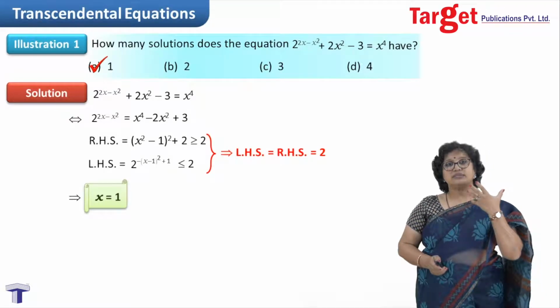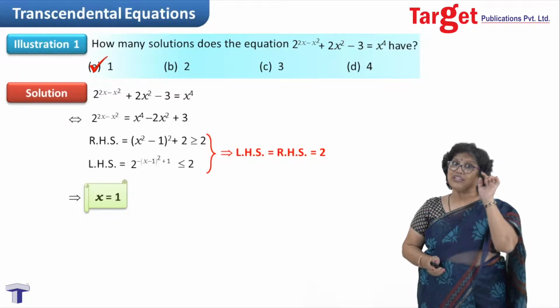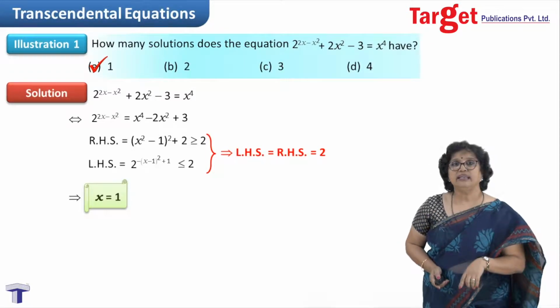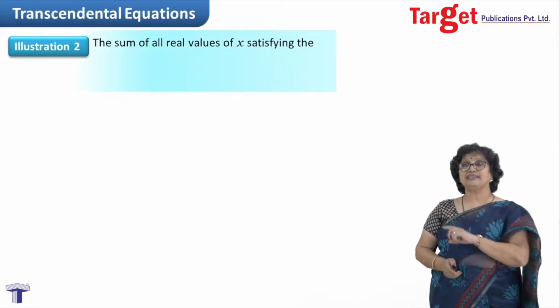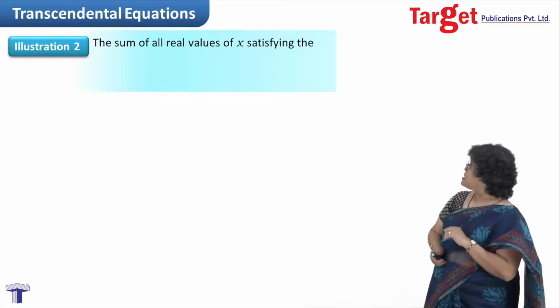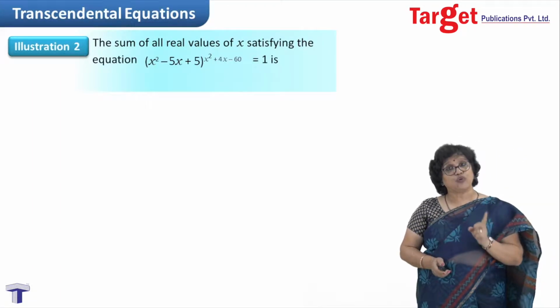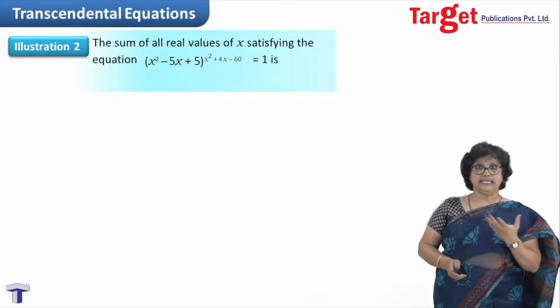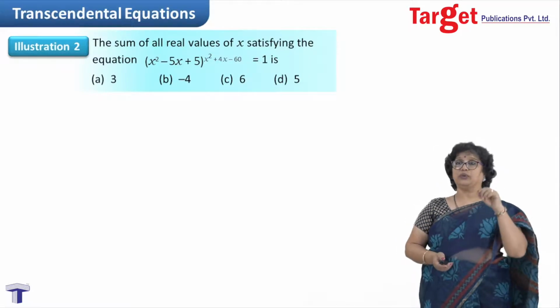Now, you have some idea about transcendental equations: you have to search for that hint in the problem only. Now, let me move to the next one. The sum of all real values of x that satisfy the equation x square minus 5x plus 5 whole raised to x square plus 4x minus 60 equal to 1 is. And again, four options are given and we have to pick the correct one.